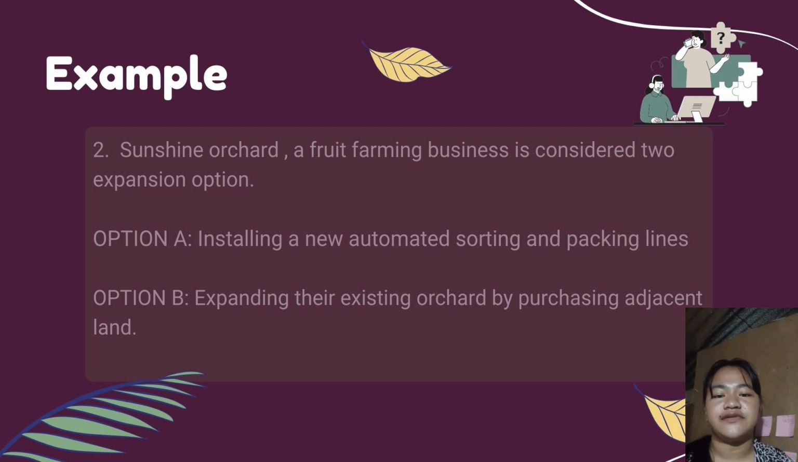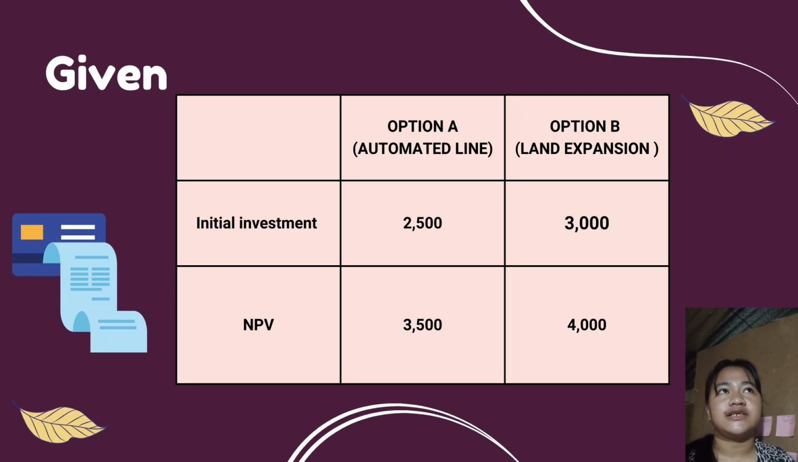So let's have another example. Example number 2: Sunshine Orchard, a fruit farming business, is considering 2 expansion options. Option A, installing new automated sorting and packing lines. Option B, expanding their existing orchard by purchasing adjacent land. So we can see in the given that we're not given all the cash flows. We're just given the NPV and the initial investment.